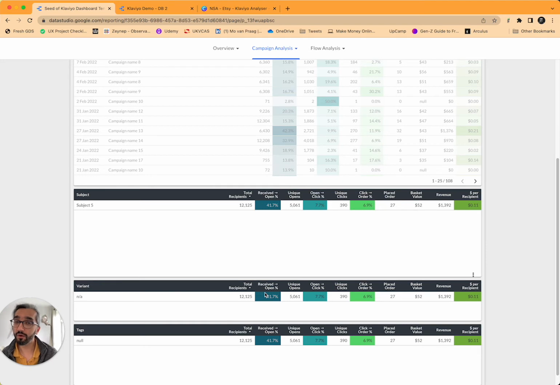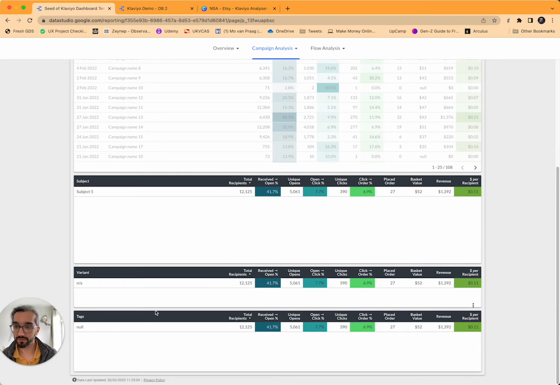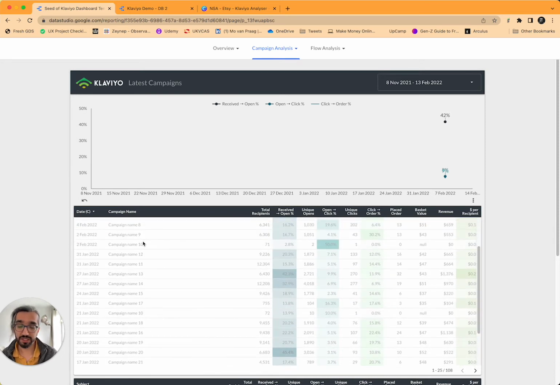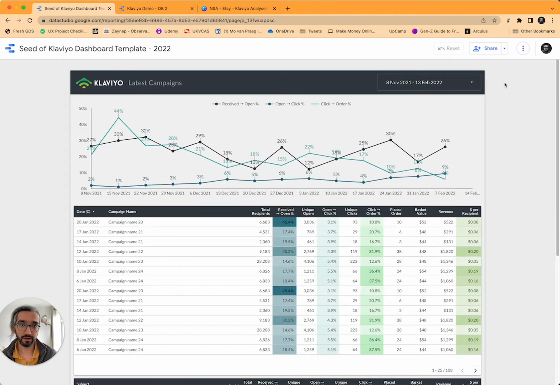So it will be easier to understand, okay, we have a better performance for this campaign, and after I click that campaign, I will be able to see how your experiment went. So it will be easy to understand. And also, if you want to reset the filters, each table has a reset function. So hover here and click reset.